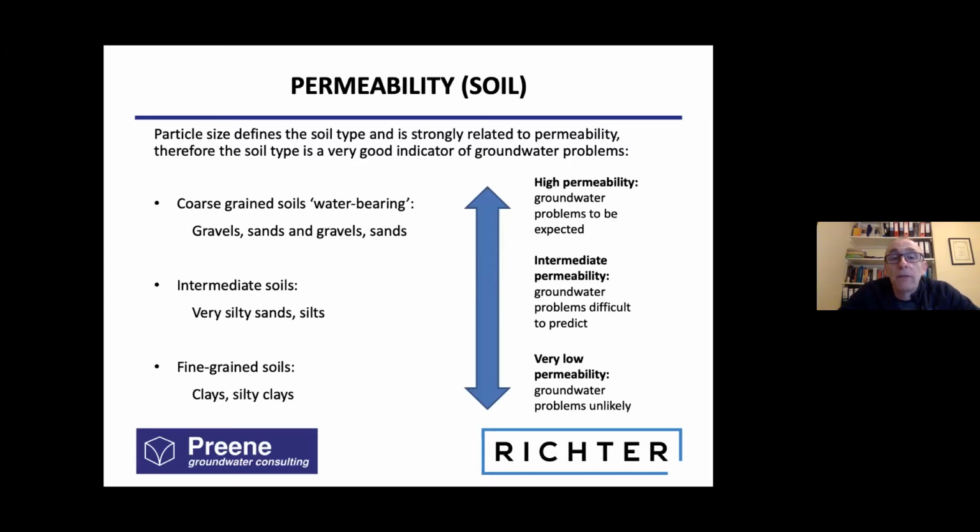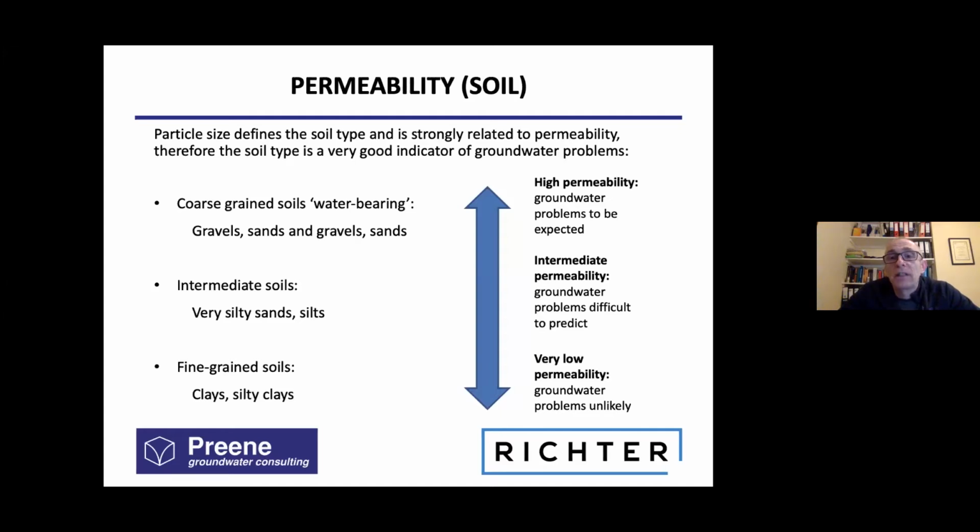So if we think about a very high permeability soil, this will be thought of as water-bearing. And if we dig an excavation below the water table, we're probably going to get groundwater problems. Examples of a high permeability soil would be a coarse-grained soil, such as maybe a glaciofluvial sand or gravel that has quite a coarse particle size.